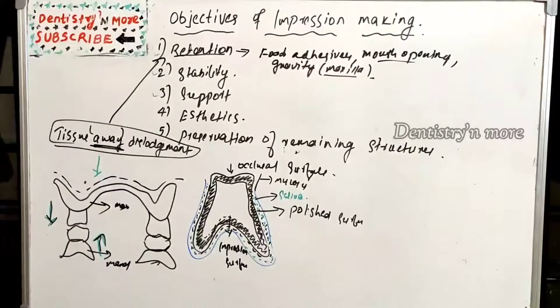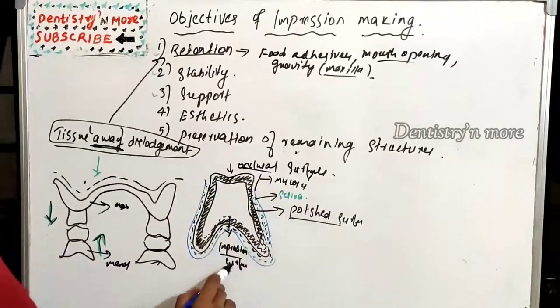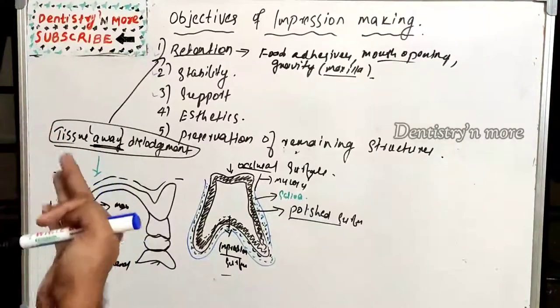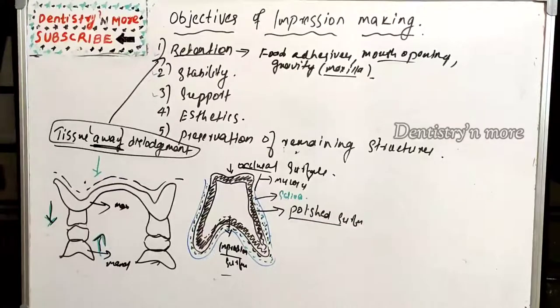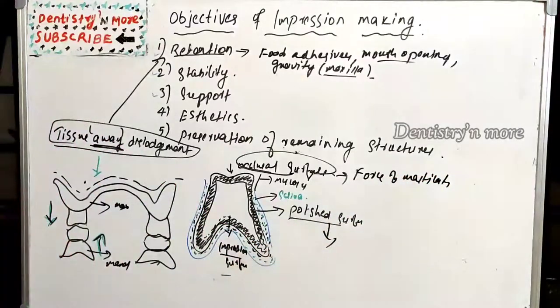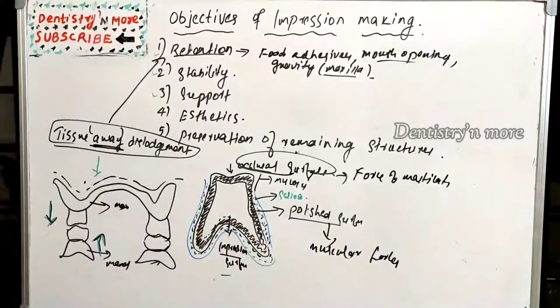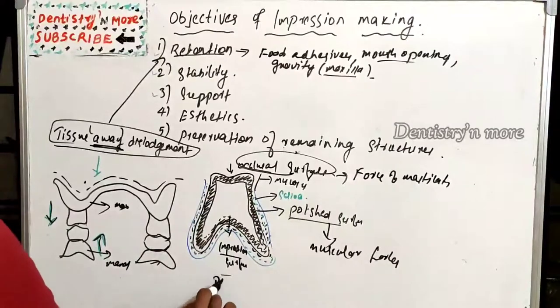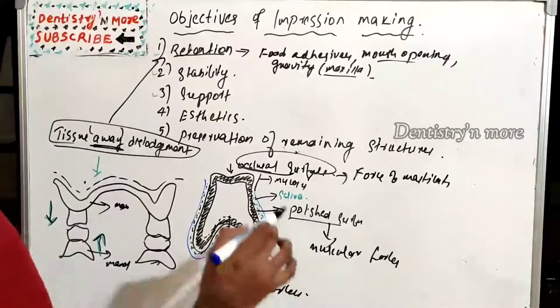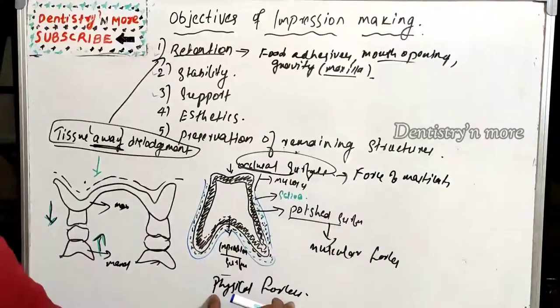So retentive forces act through the three surfaces of a denture. We know the three surfaces of a denture: the occlusal surface, then the polished surface, then the impression surface. And the retentive forces act through these three surfaces. Through the occlusal surface, there is the force of mastication. Then through the polished surface, there will be muscular forces. And the last one, the impression surface, which is in contact with the tissue, there will be physical forces. So these three forces act through these three surfaces, that is the occlusal surface, polished surface, and the impression surface.